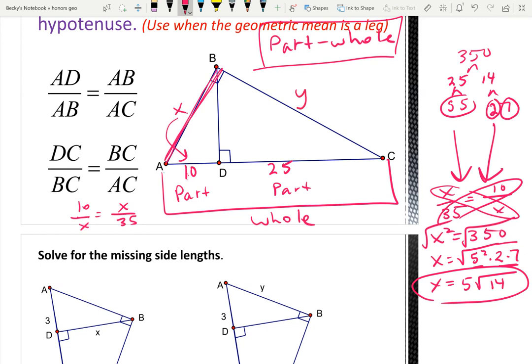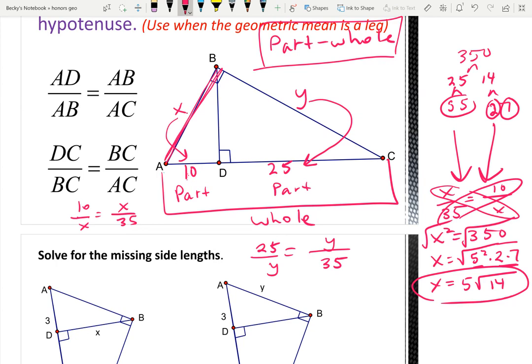Now, what happens if I say that's y? You will get a different answer. My geometric mean is y, so I put it in opposite corners. The part touching y is 25, and the whole length is 10 and 25, so it remains 35.